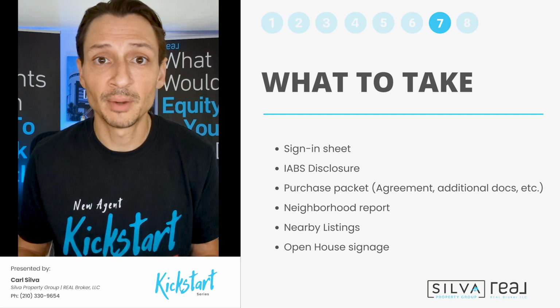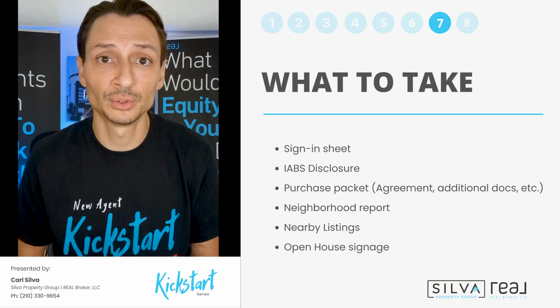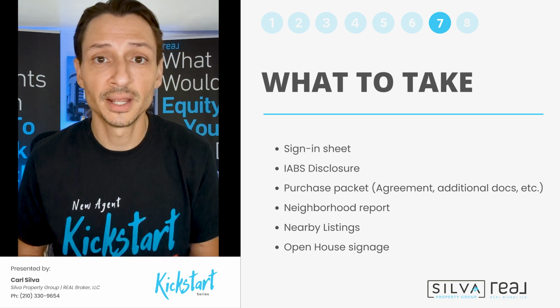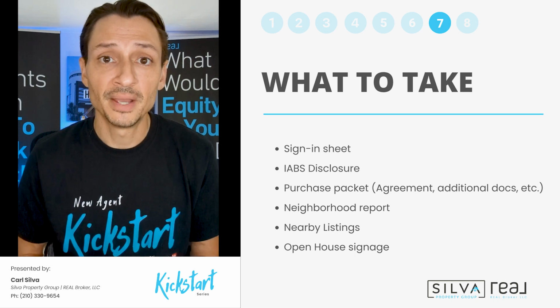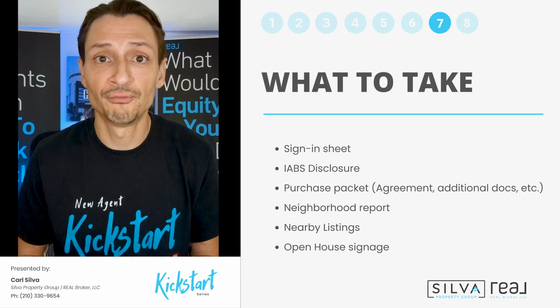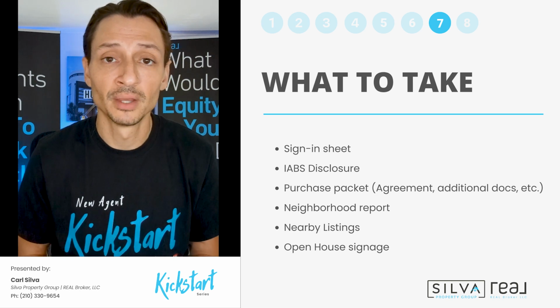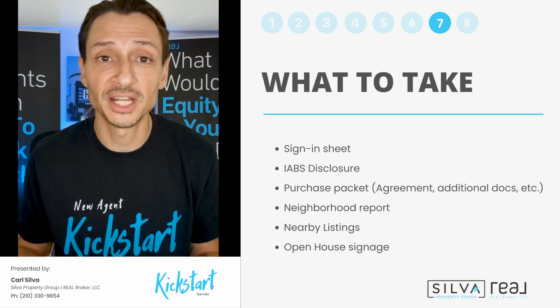Now, if you're going to be talking about real estate to potential buyers, you'll also want to have an IABS disclosure form available for them to review or initial if, moving on to the next point, they decide to put an offer on the property that day. Make sure to have a purchase agreement with you, a full offer packet available with not just the purchase agreement, but also any addendum that might be necessary for pretty much any buyer.